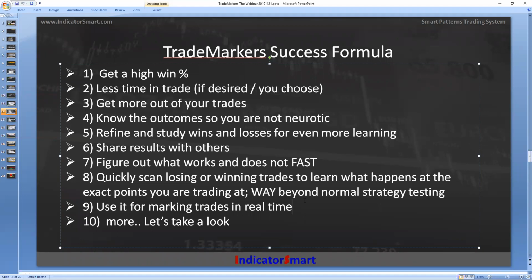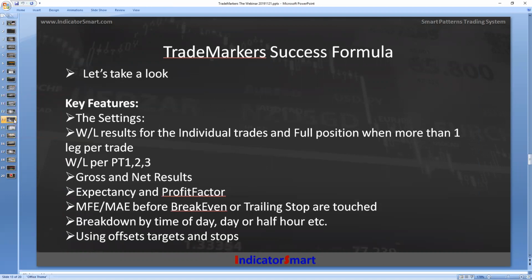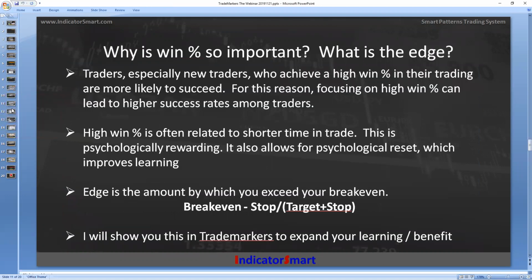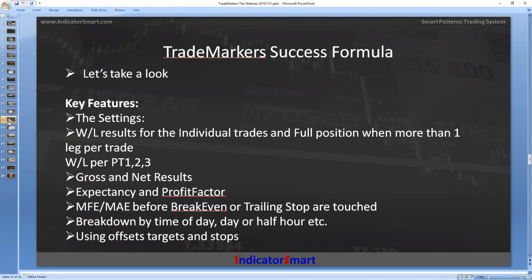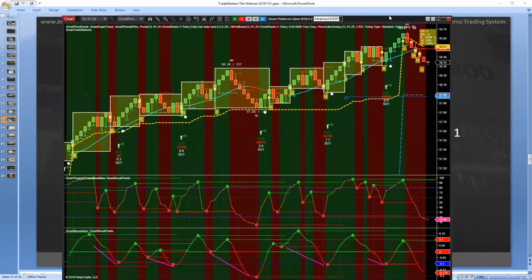So I think at this point, we're going to go look at all these different features in TradeMarkers. And I'm going to pull this up here, this chart.